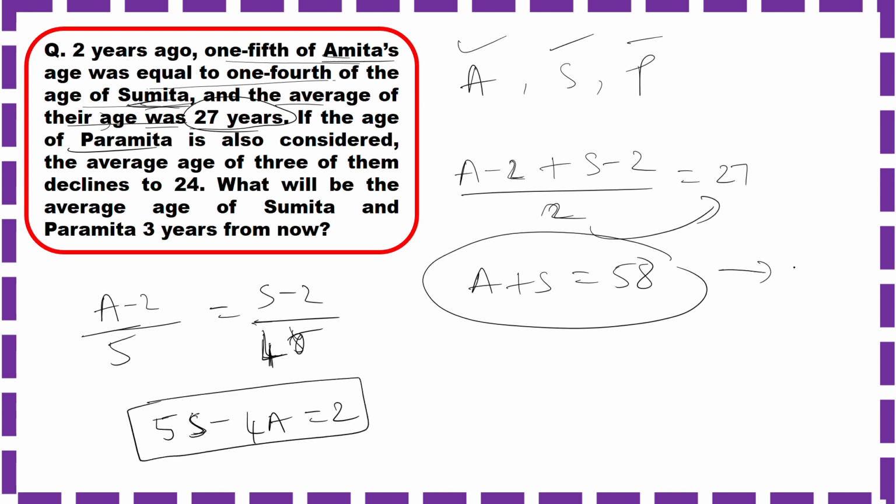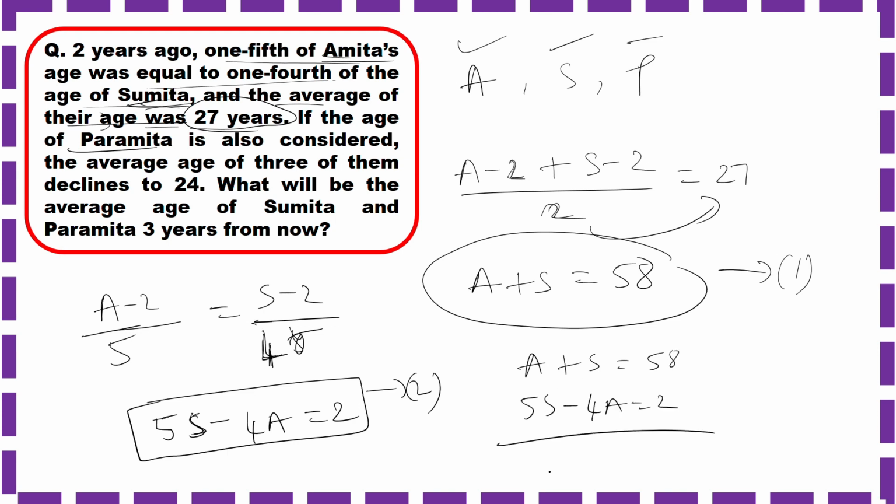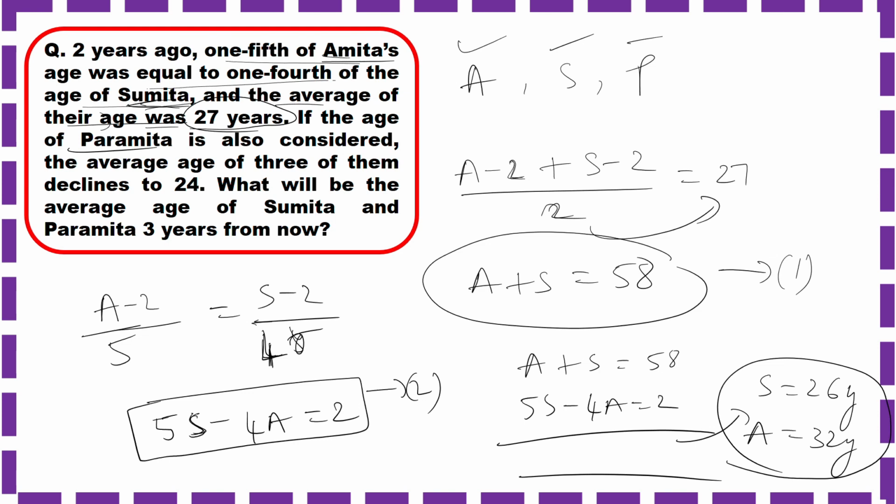So we can consider this as equation 1 and this one as equation 2. If we calculate these two equations, A plus S is 58 and 5S minus 4A is 2, we will get S as 26. So the age of Sumita is 26 years and the age of Amita is 32 years. Okay, let me erase this.